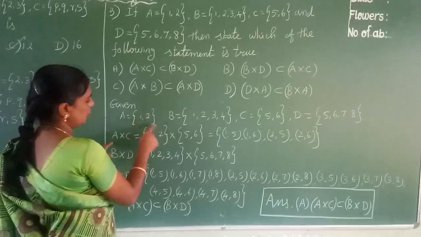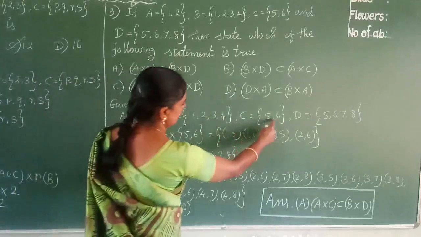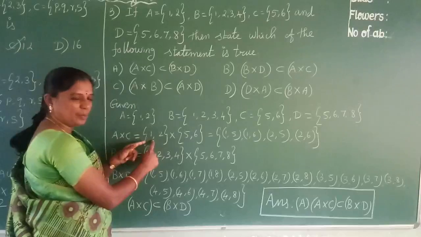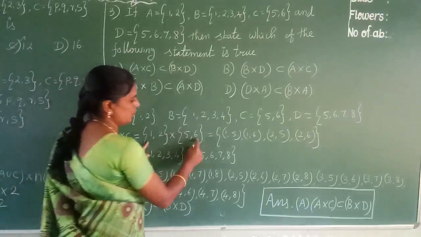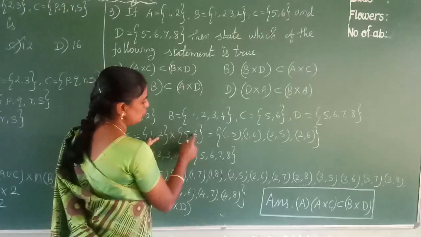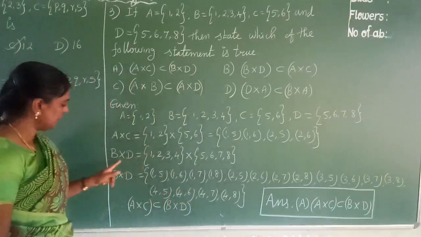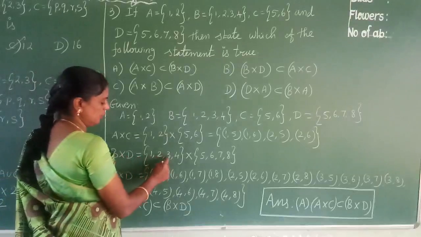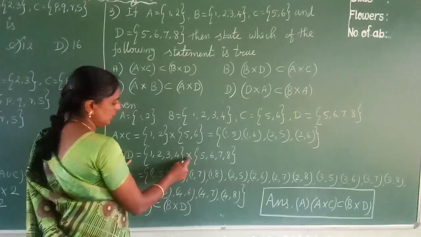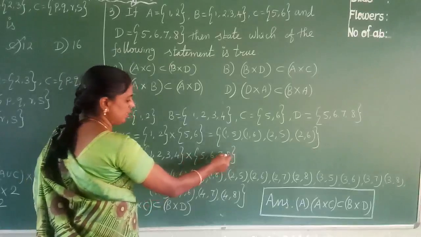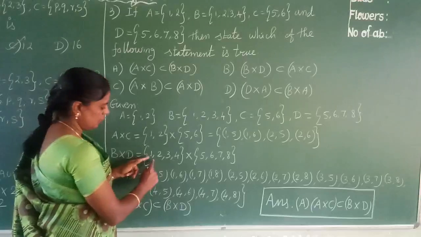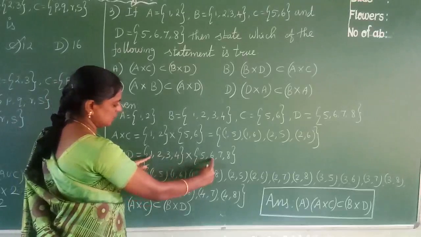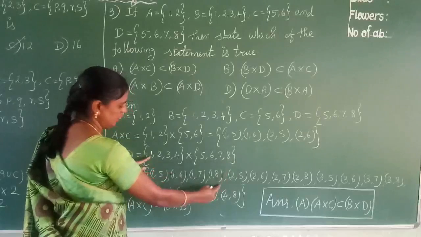A cross C: 1, 2 cross C answer 5, 6. So write the ordered pairs: 1, 5, 1, 6, 2, 5, 2, 6. That's all. Next you find B cross D, which is B elements 1, 2, 3, 4 cross D 5, 6, 7, 8. Write the ordered pairs: 1, 5, 1, 6, 1, 7, 1, 8.